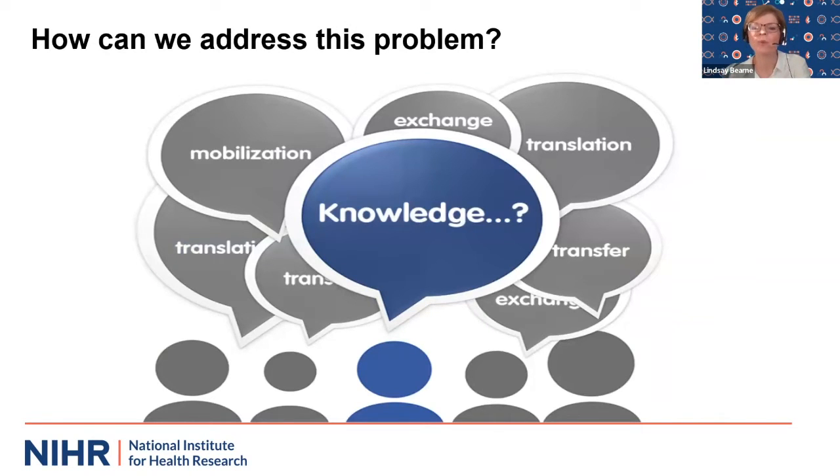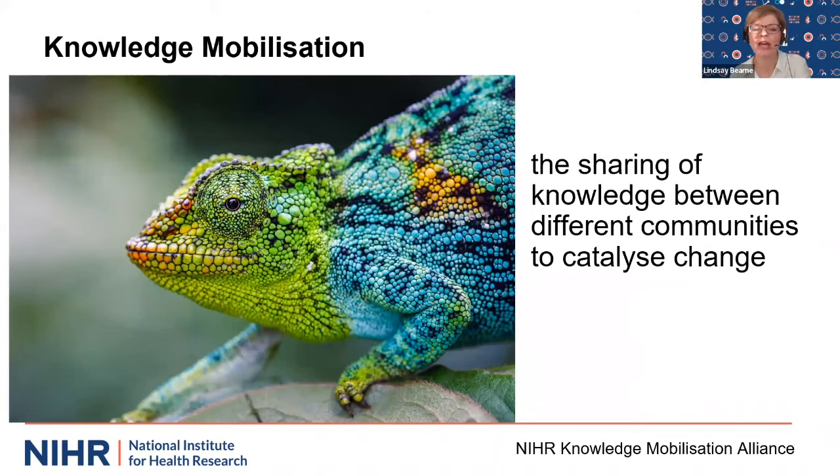So knowledge mobilisation is one approach that could help researchers like yourself share their work with research users. In this area, there are lots of different terms used, including knowledge transfer, knowledge exchange, knowledge translation, or pathway to impact. But in health and social care, knowledge mobilisation is the commonly used term. And this can be defined as the sharing of knowledge between different communities to catalyse change. So it's a two-way process. It includes elements of researchers pushing out research or disseminating their research findings, research users actively seeking out health research, and the co-production or co-creation of knowledge.